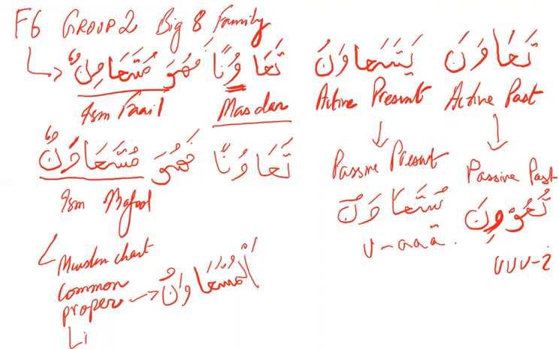Then the light will be متعاون. So it will be muta'awanu, muta'awana, muta'awani, muta'awanai, muta'awanu, muta'awani, muta'awanatu, muta'awanata, muta'awanati, muta'awanatai, muta'awanatu, muta'awanati. Right? This is how the word will be. Okay. So our second line is done, alhamdulillah.